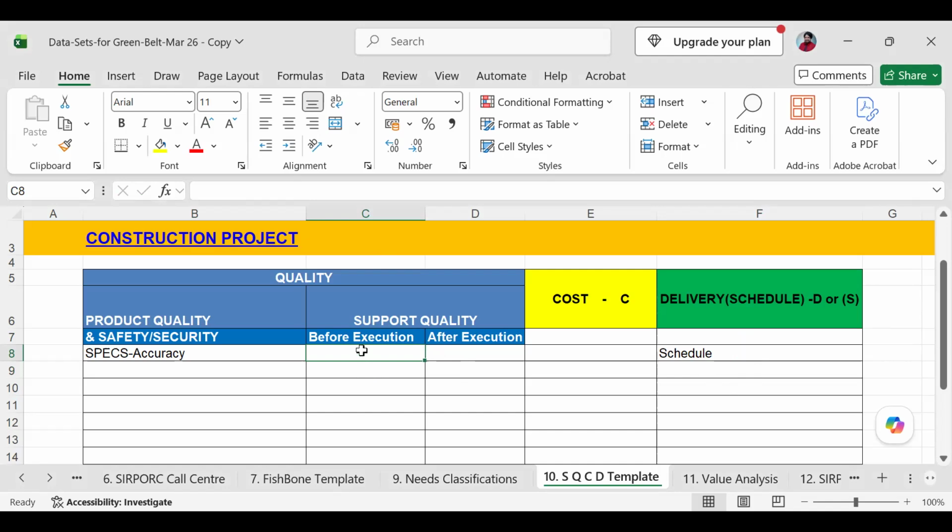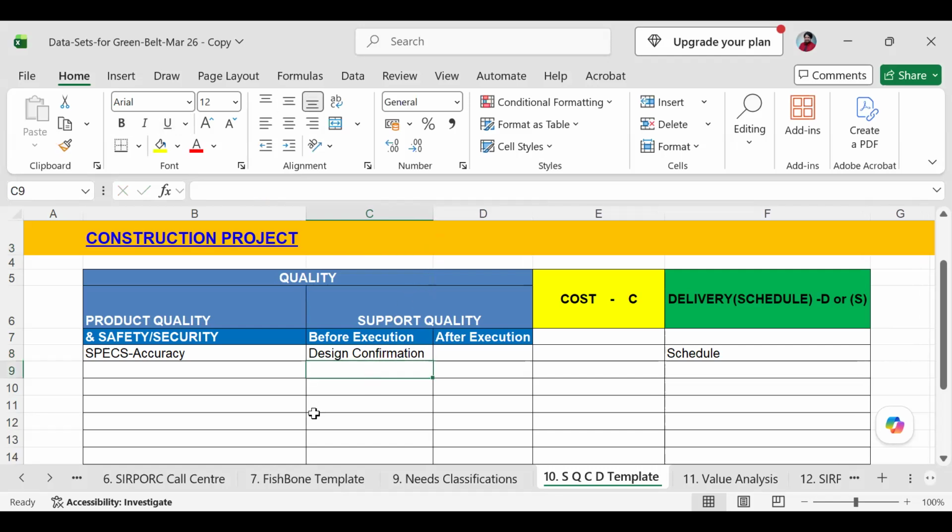What is important for the customer as a support before execution? So if there is some design, right. So design confirmation, you can say. Then what else? Before execution, what else will be important for the customer?